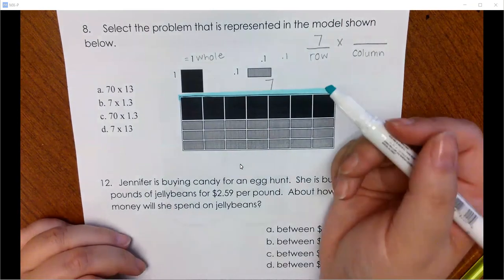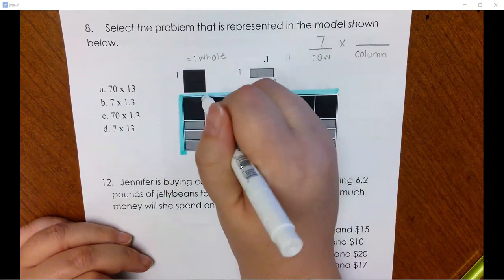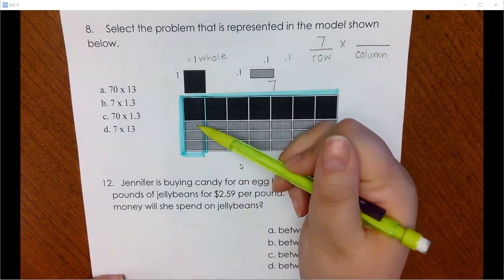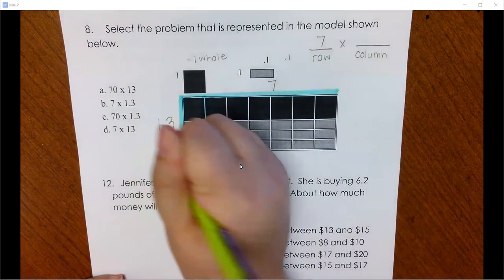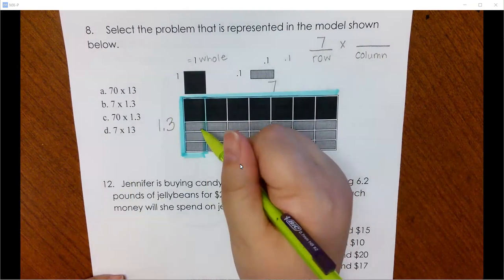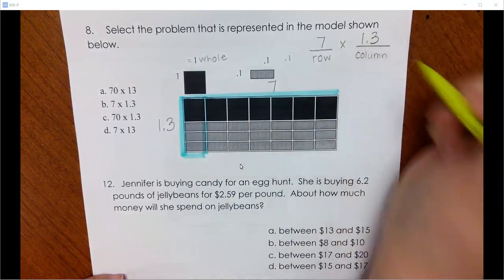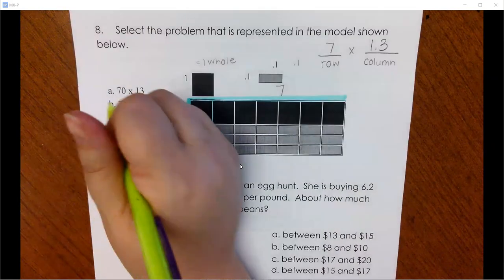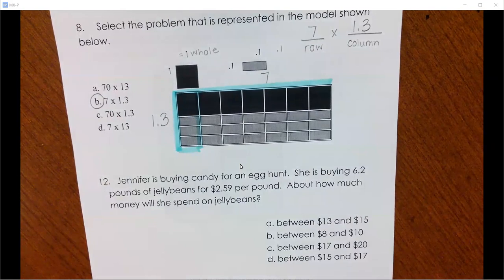And then the second factor is my column. So it's this amount right here, this column right here. Okay. So I have 1 whole and 3 1/10 bars. So this is 1 and 3/10. 1 whole, 1 and 1/10, 1 and 2/10, 1 and 3/10. So looking at my answer choices, the answer is letter B. 7 times 1 and 3/10.